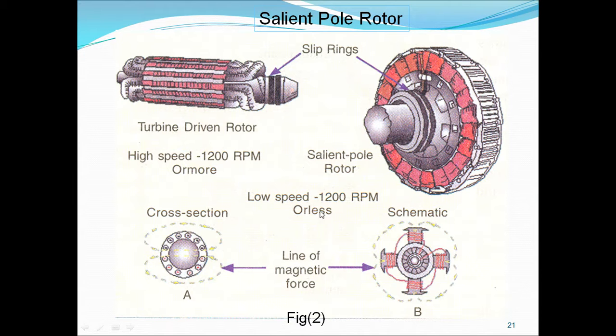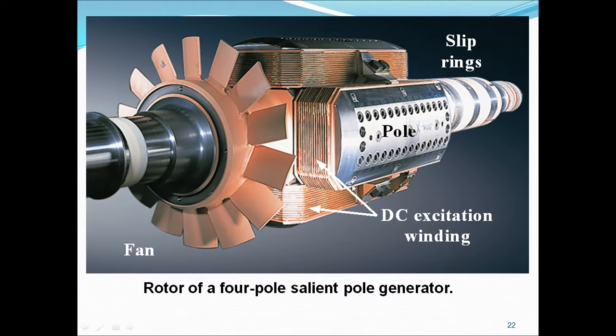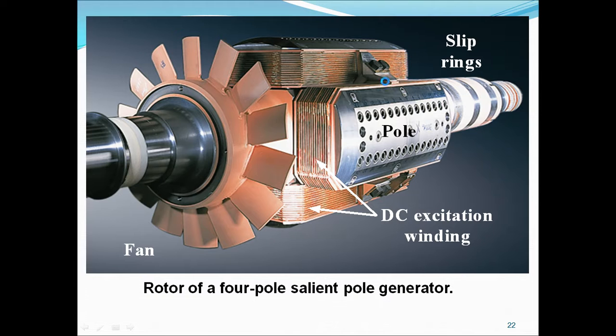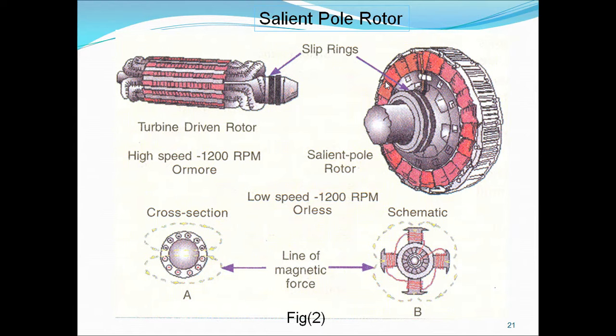Low speed means 120 rpm or less. These two are higher than 120 rpm, and this one is lower than 120, this one higher than 120. How are they connected? It shows the shaft, brushes, stator slots, stator winding, and slip rings. Everything is shown. The top one shows the speed higher than 120, and this one shows lower than 120.